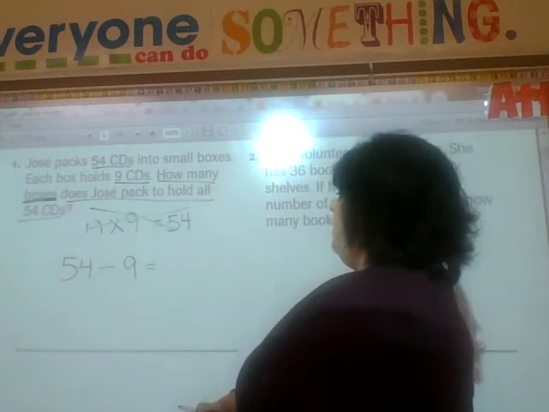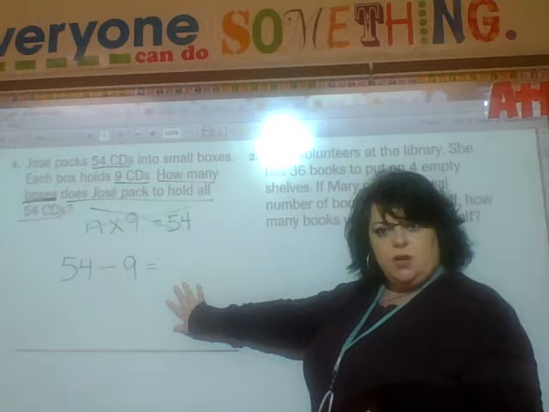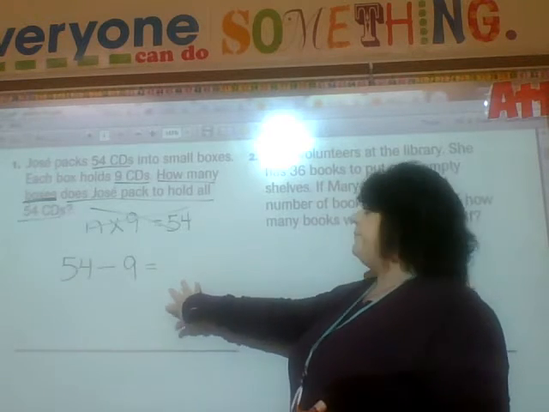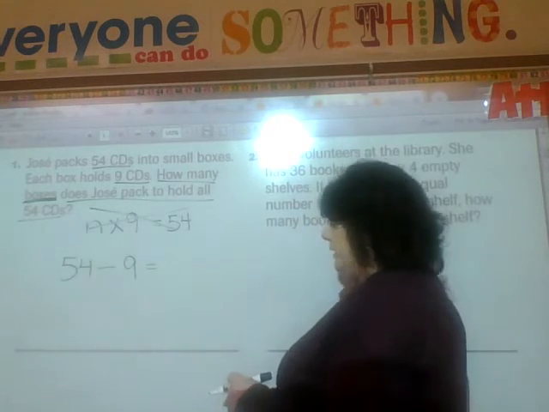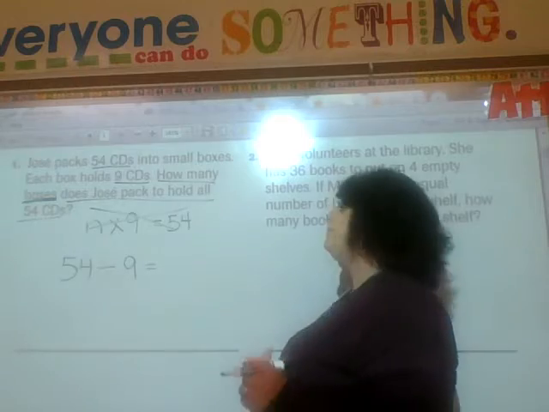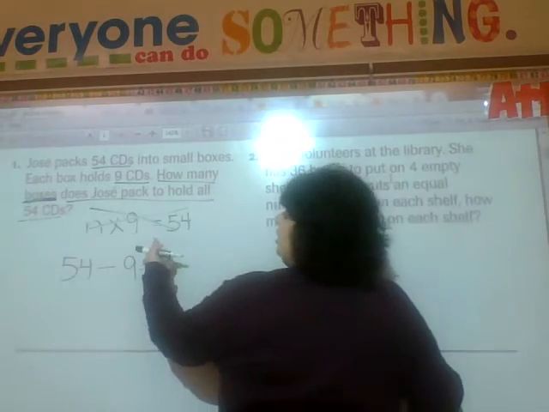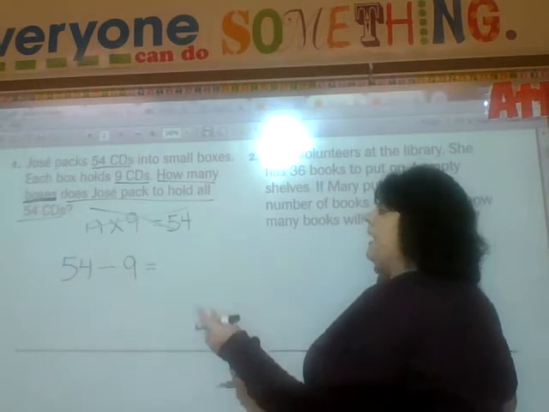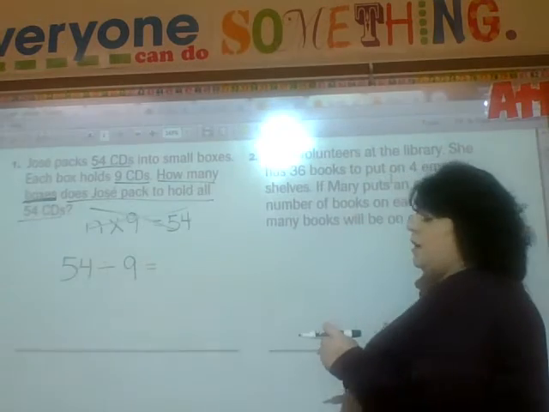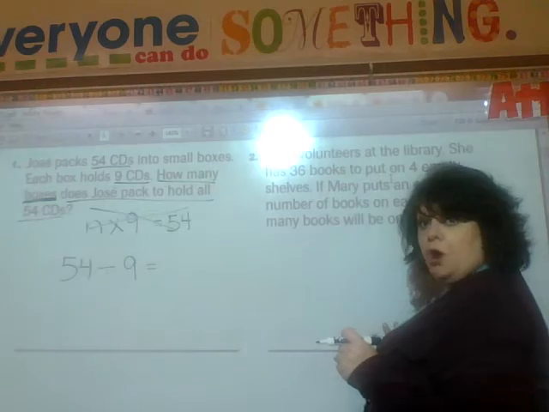Oh, 6, right? But let's say you don't know that multiplication song, and you can't do that, right? You would need another strategy. Well, that's what we're going to learn. So, when we did multiplication, we would draw groups of. And when we do division, we can also draw groups.